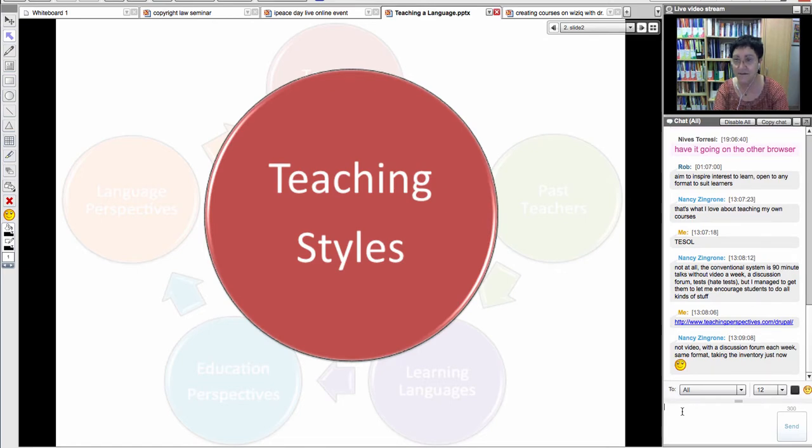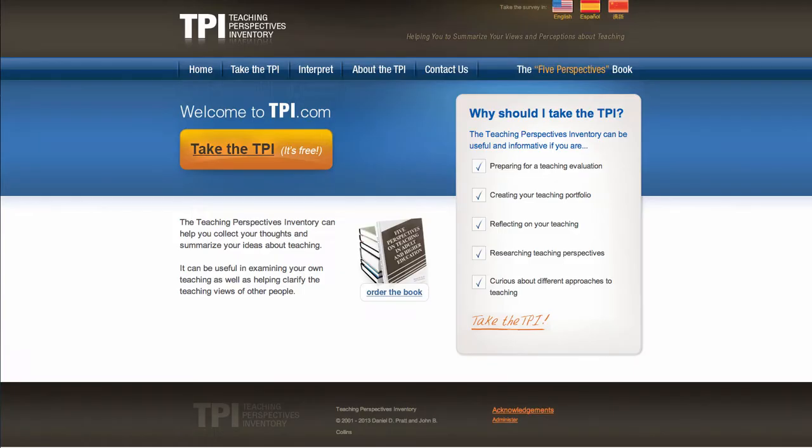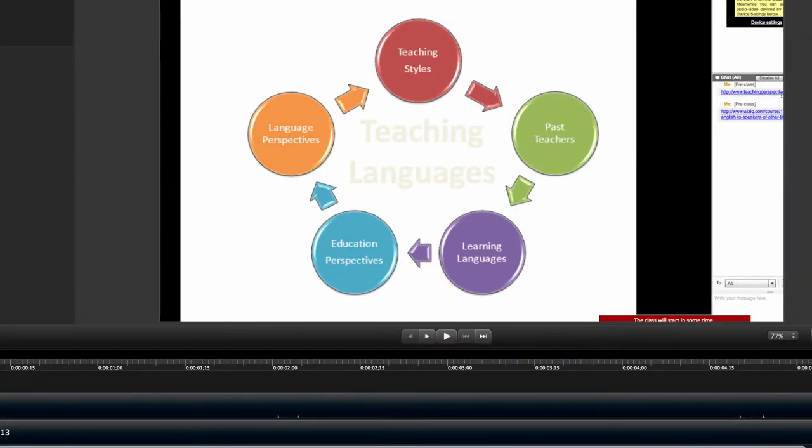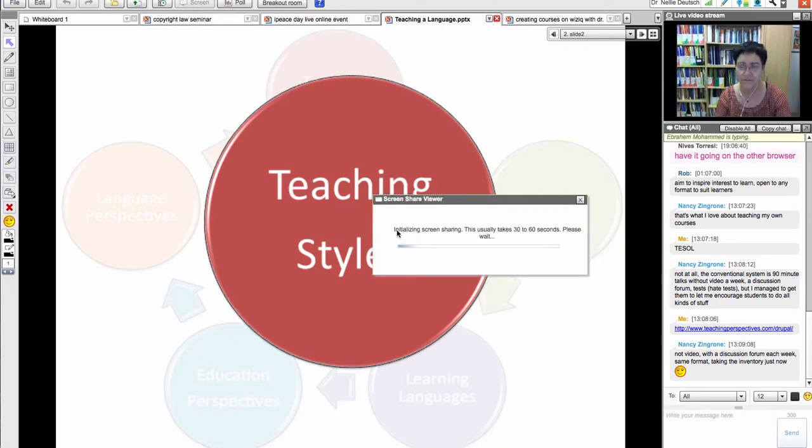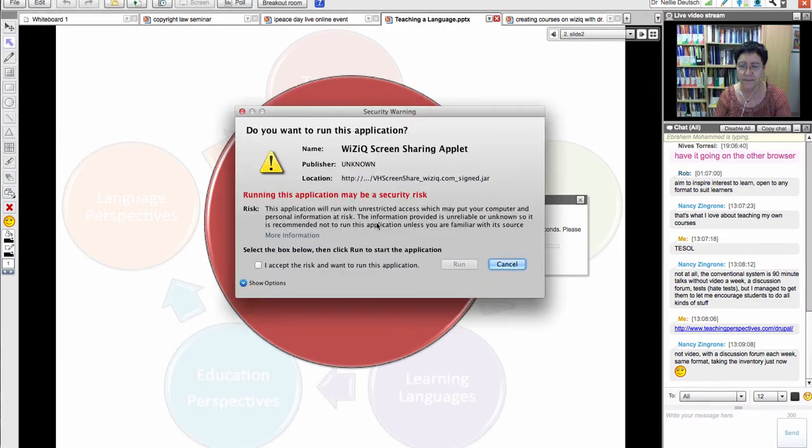That's great, Rob. Inspire others to learn. And let the learners dictate the format. Excellent. Okay, so as you take the inventory, I'm going to screen share and take you to it. Okay, let me start the screen sharing. So I'm going to be screen sharing so that others can view this as we go.